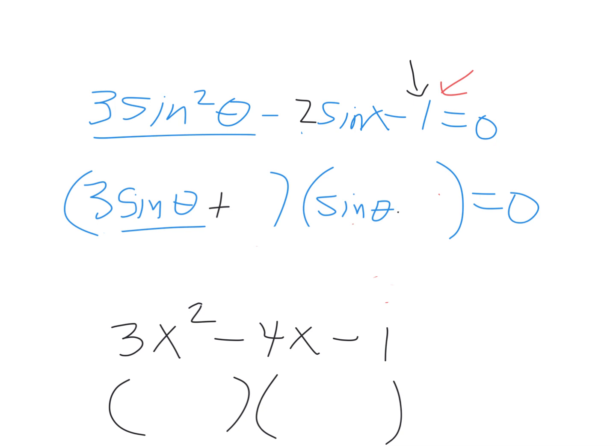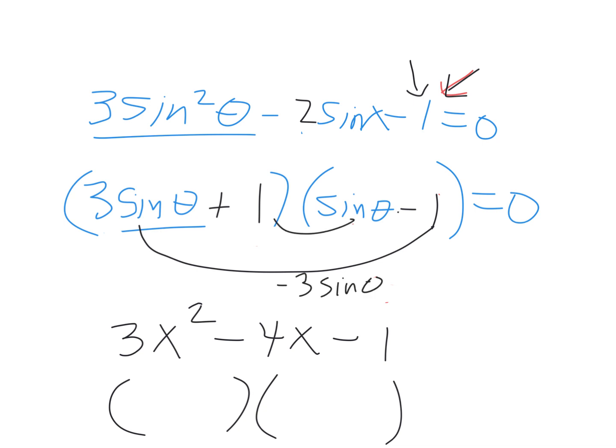Well, then it still has to be a plus and a minus, doesn't it? And there's only one choice to make a 1: a 1 and a 1. But does it actually work this way? It does, because this makes negative 3 sine theta. This makes positive 1 sine theta. When you put them together, you get negative 2 sine theta, and that's what I wanted.